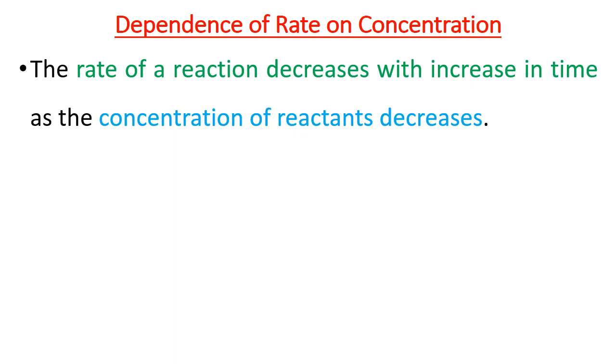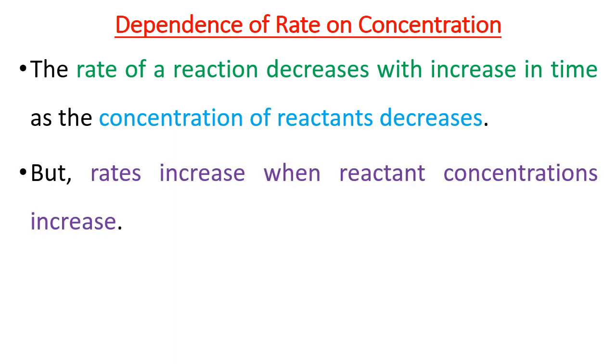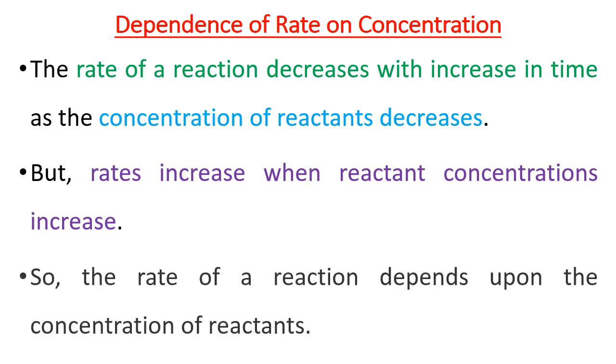The rate of a chemical reaction decreases with increase in time because concentration of reactants decreases with increase in time, but rates increase when reactant concentrations increase. So the rate of a chemical reaction depends upon the concentration of the reactants.